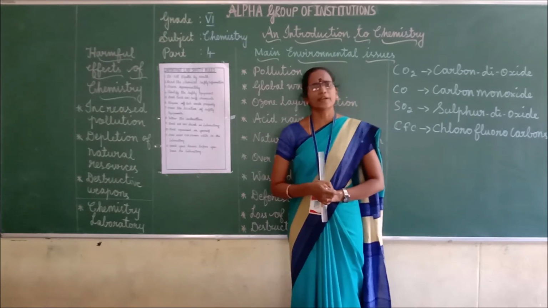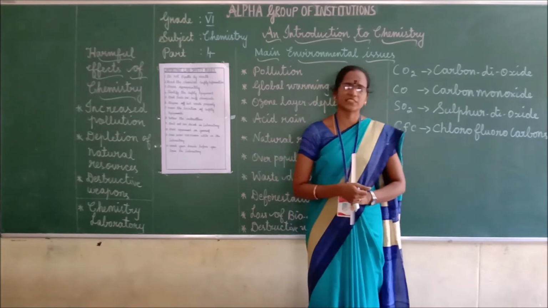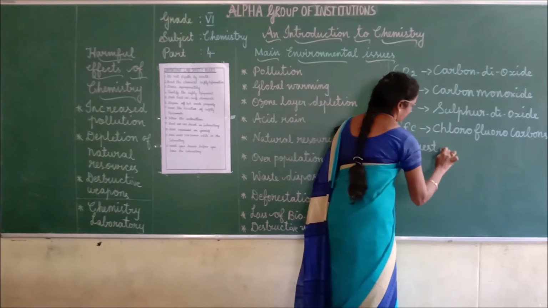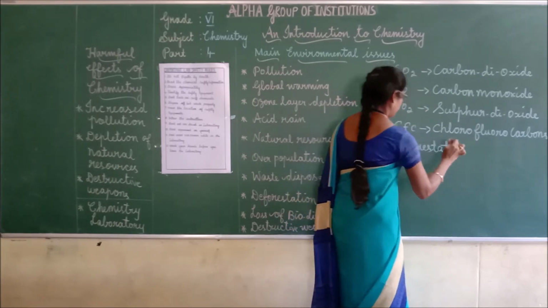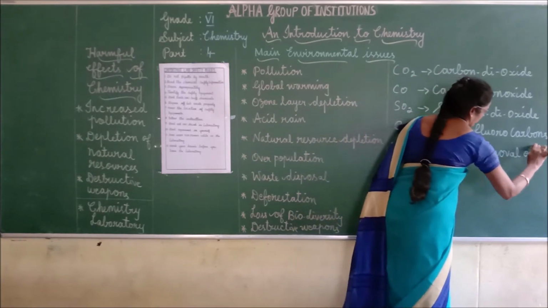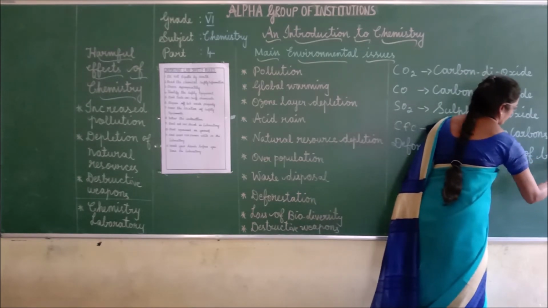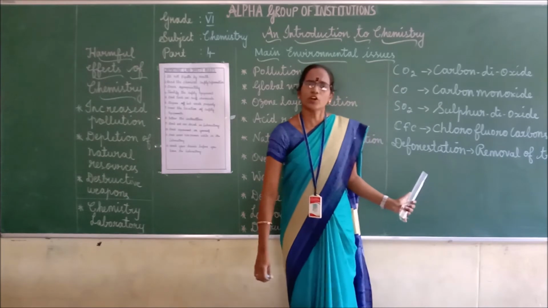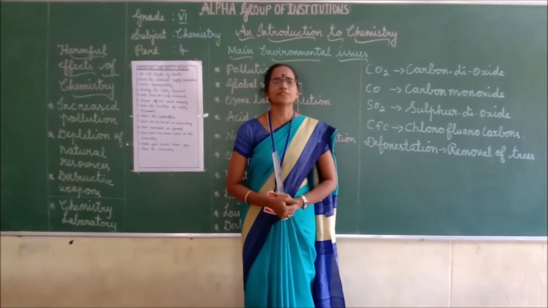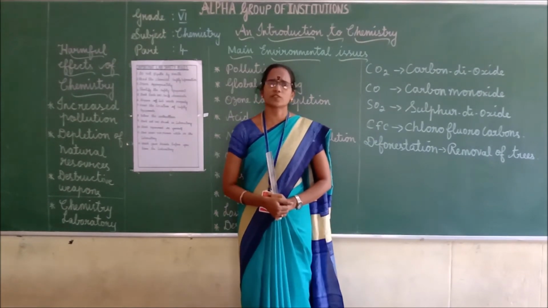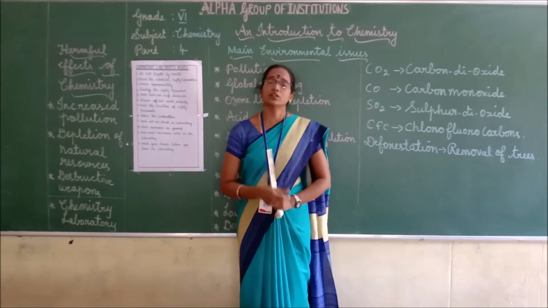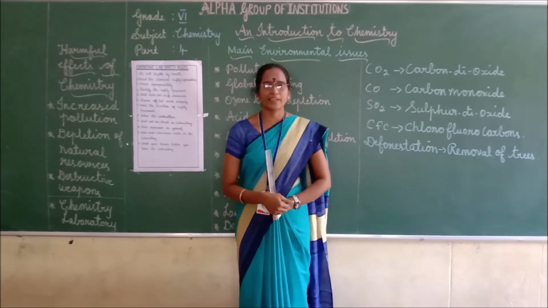Right? Next one, deforestation. What is meant by deforestation? Deforestation means removal of trees. Deforestation has caused an increase in the carbon dioxide concentration, and it has also resulted in a rise in temperature and less rainfall.